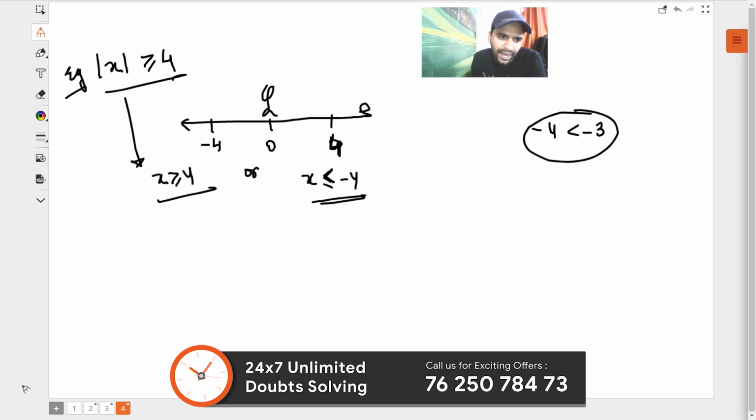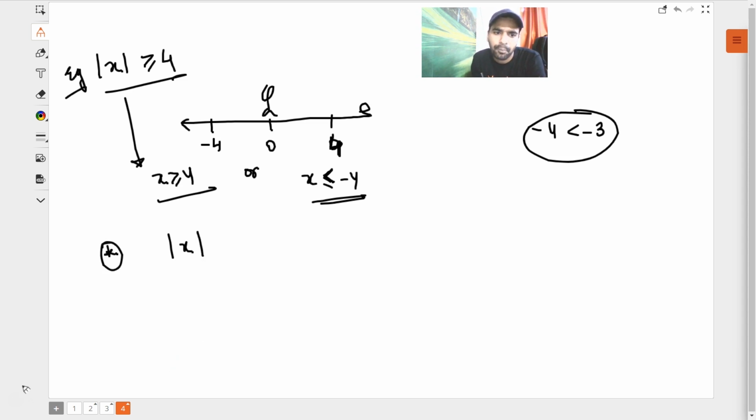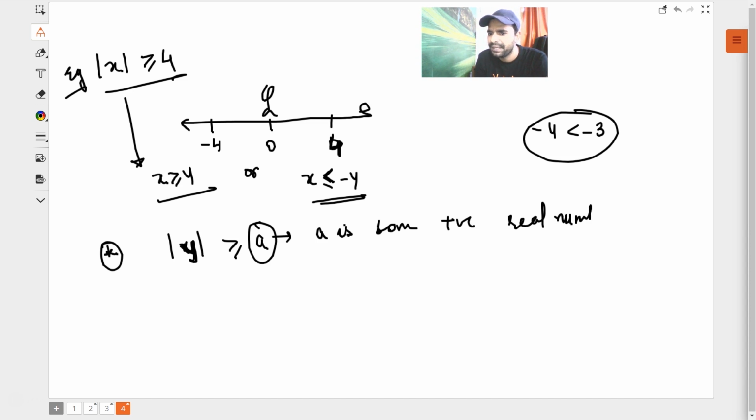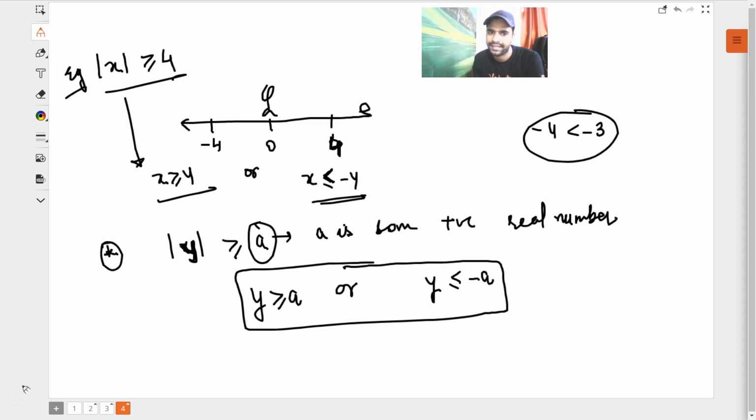All right, so what I want to tell you is that whenever you have been given this kind of a thing, that mod of y is greater than or equal to a, where a is some positive real number, what do I mean by this? I can definitely say that either my y will be greater than or equal to a, or my y will be lesser than or equal to minus a. Everybody clear?